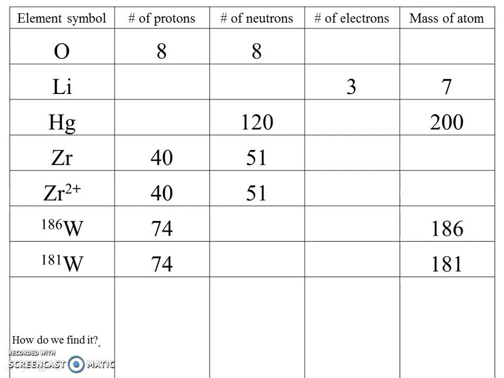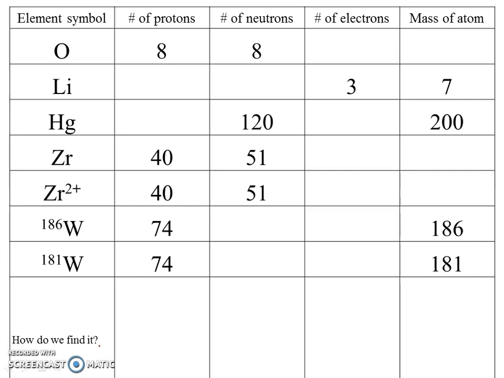We're going to start with O. The element symbol O stands for oxygen. The table gives us that we have 8 protons. That means oxygen's atomic number must be 8. This also happens to have 8 neutrons. And we need to calculate the number of electrons and the mass of that atom.